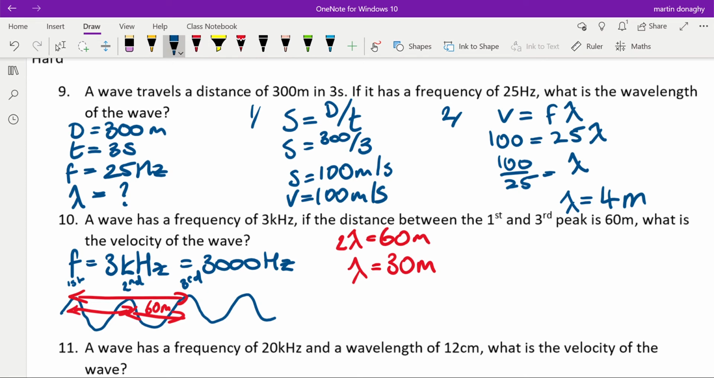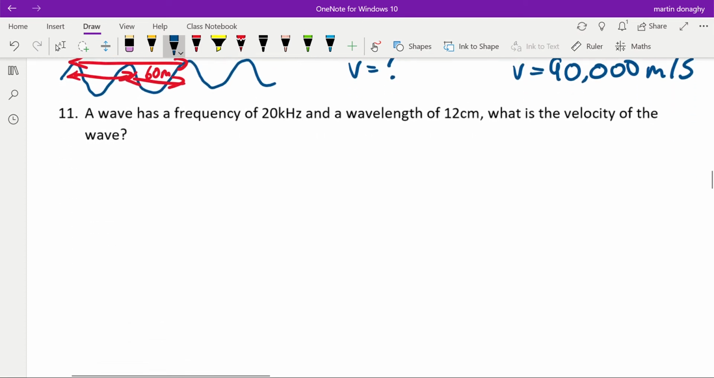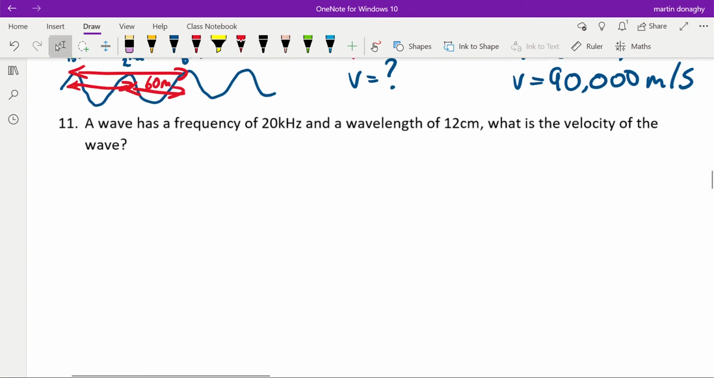Once we've got that, we can work out what the velocity is. Easy enough. So we do v equals f lambda. V equals f, 3000, times lambda, which is 30. V equals 90000 meters per second. Last one then.